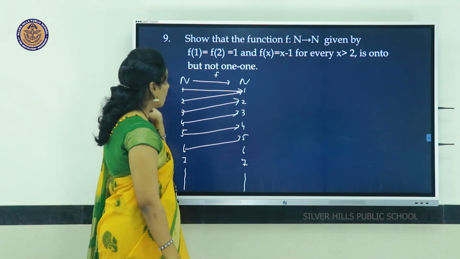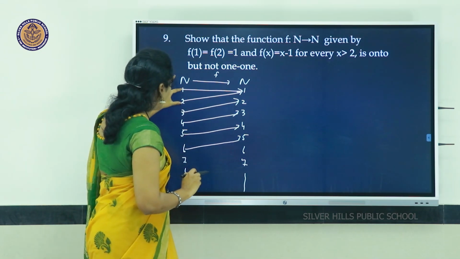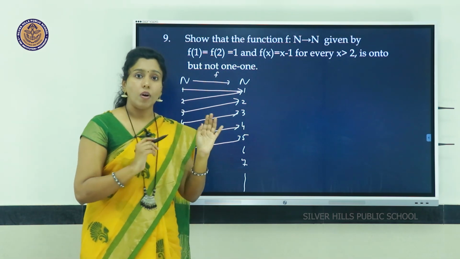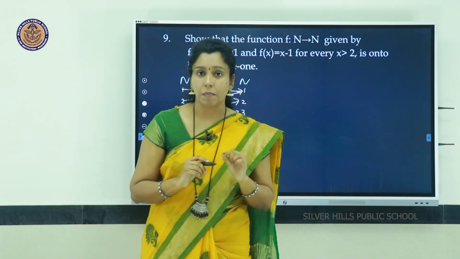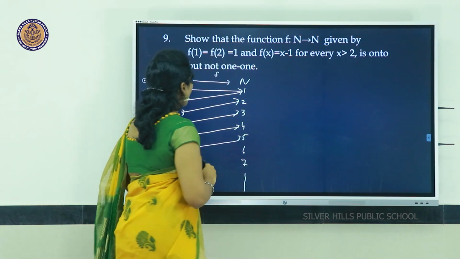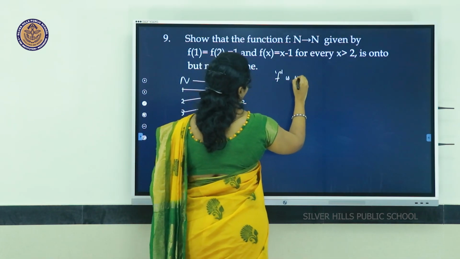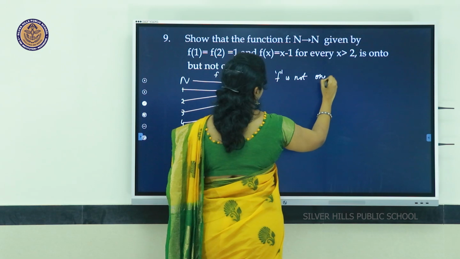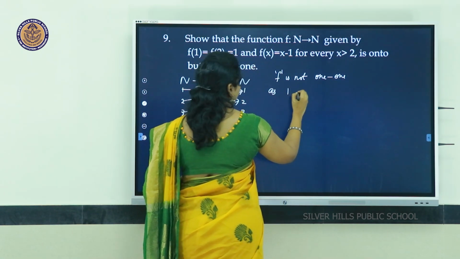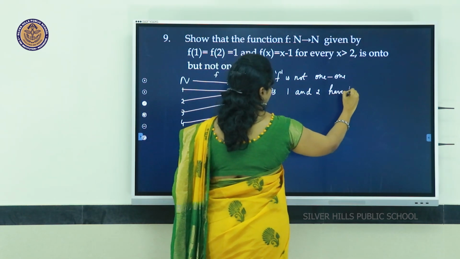So, now how can you prove it is not 1 1? It is very evident because f of 1 is 1, f of 2 is 1. So, 1 and 2 go to the same member. So, it is many one. That is, we prove it is not 1 1. f is not 1 1. What is the reason? As 1 and 2 have the same image.